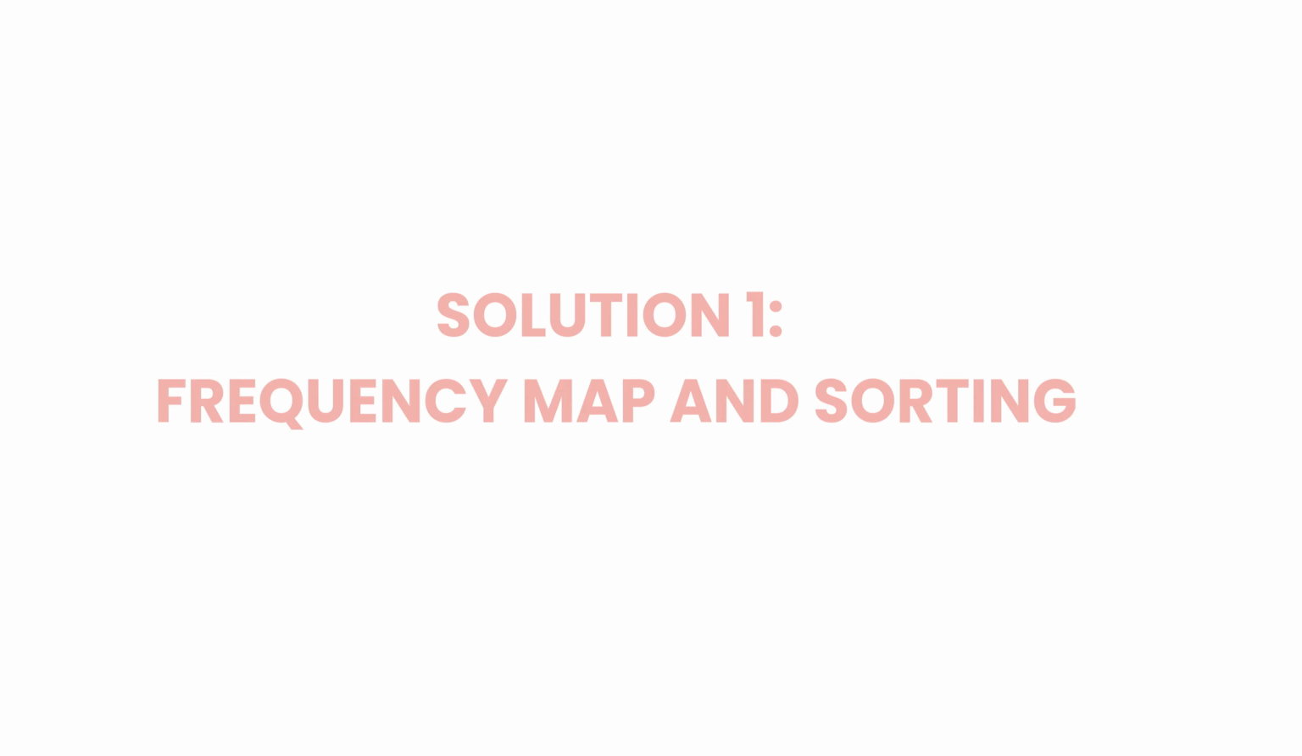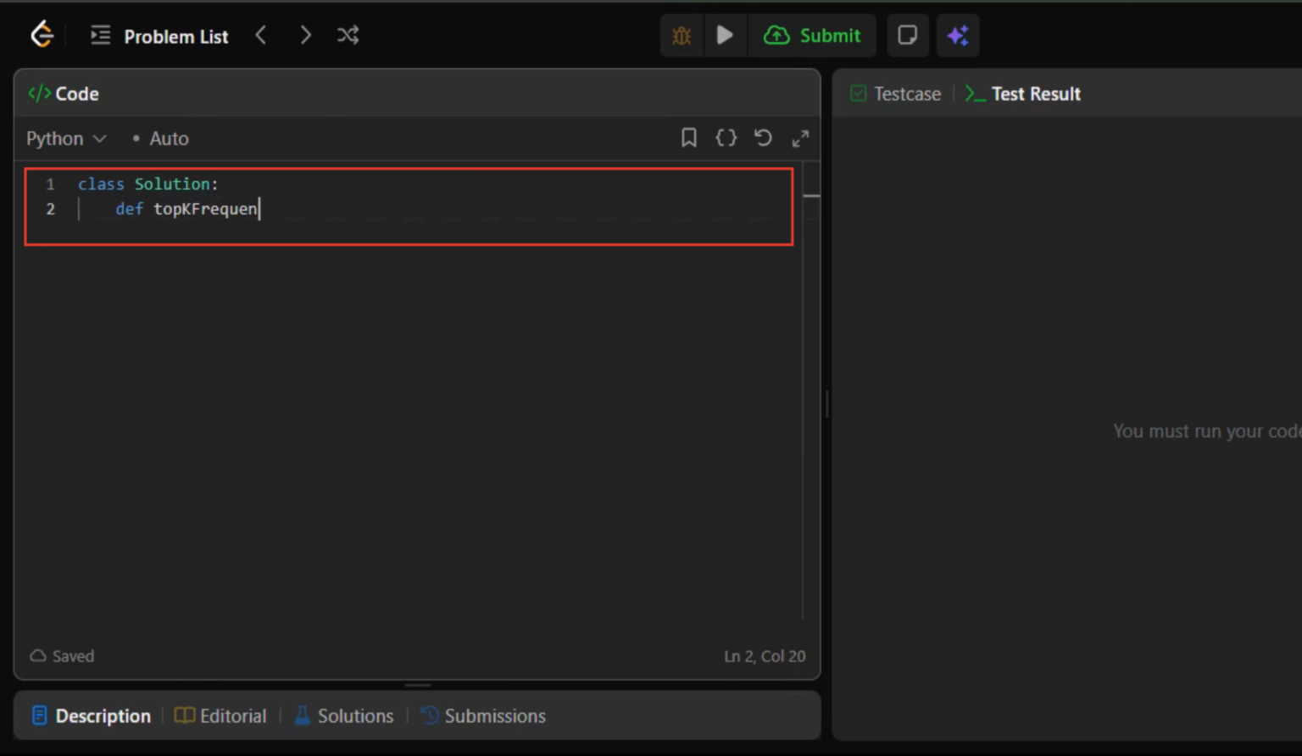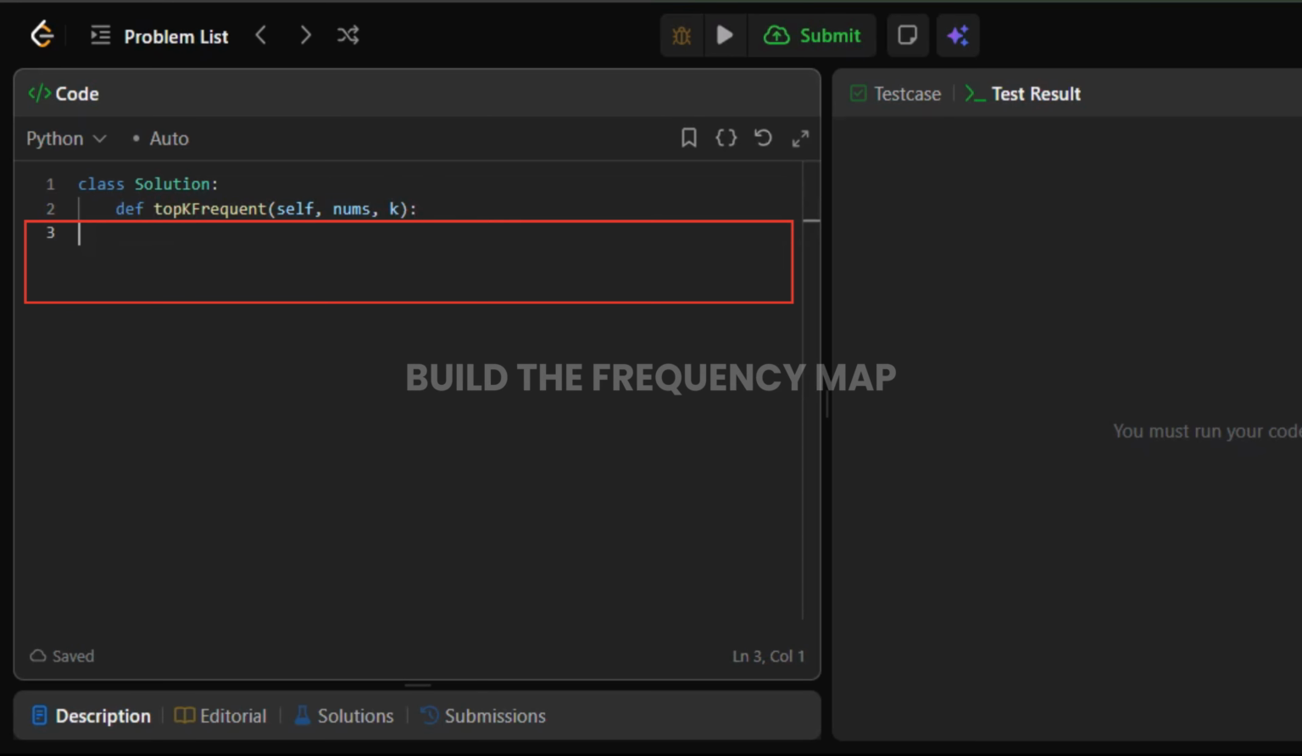Now let's implement the frequency map approach, counting occurrences and sorting by frequency to extract the top k elements. We're starting our solution class that will contain our method for finding the top k most frequent numbers. This function receives a list of numbers and a number k, and we want to return the k most frequent elements. We begin with an empty dictionary that will count how many times each number appears. Think of it as a scoreboard.